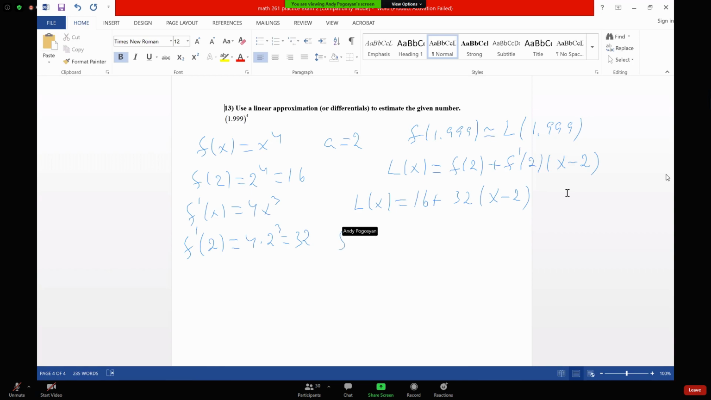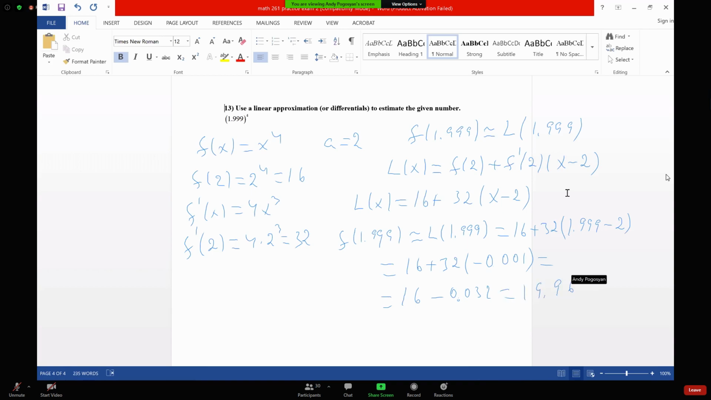Now we need to find f(1.999), which is approximately L(1.999), which is 16 plus 32 times (1.999 minus 2), equals 16 plus 32 times negative 0.001, which is 16 minus 0.032. So it's 15.968. And we're done.